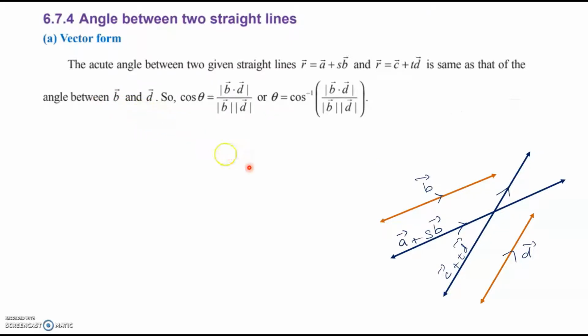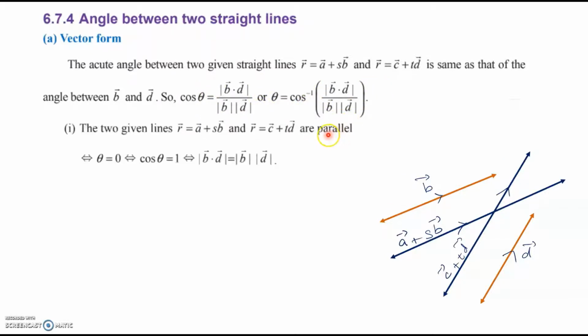Therefore, using the angle between b and d vector, we can say that it's the same as the angle between these two lines. So the angle between b and d vector will be cos theta is equal to b dot product with d, magnitude divided by magnitude of b into magnitude of d, or we can say that theta is equal to cos inverse of this whole thing.